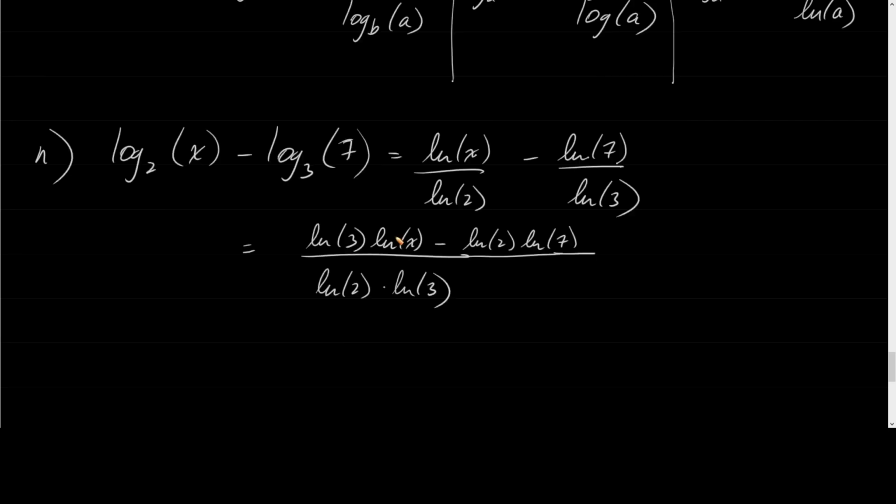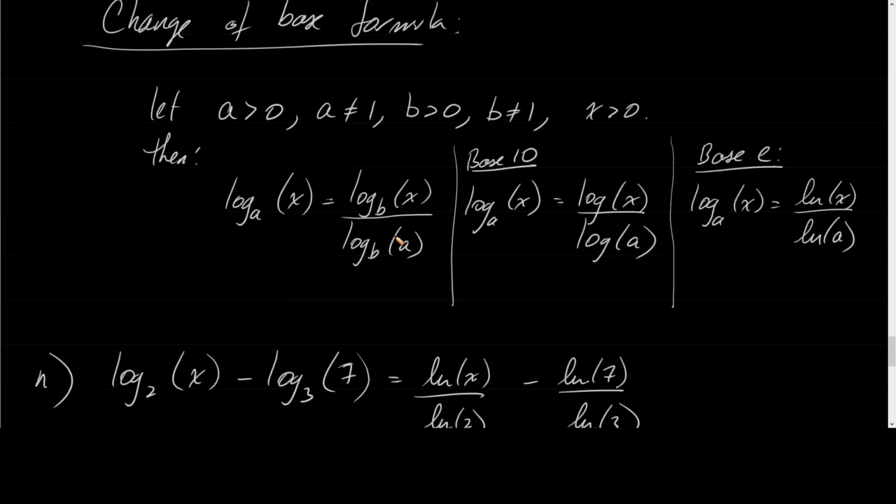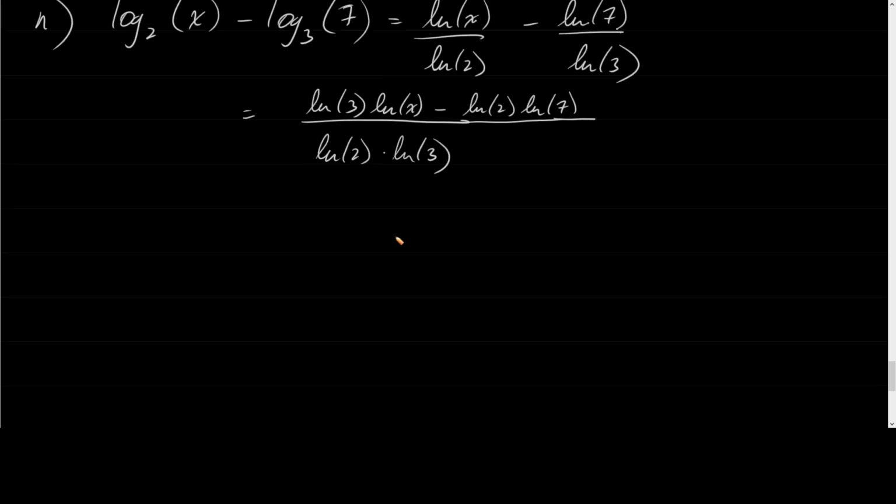Another use for the change of base formula is calculators, all right? And what do I mean by that? Well, let's say that we had to evaluate something like log base 4 of 25, all right? Now, most scientific calculators only have two log buttons, ln and the common log. They don't have a log base 4. So how do we go around that?